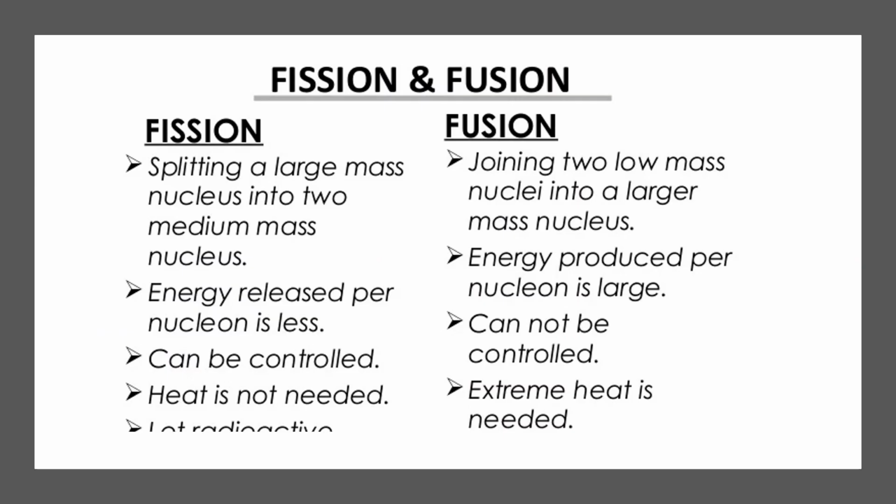Now I'll tell about the differences between fission and fusion. Fission means splitting of a large mass nucleus into two medium mass nuclei. Fusion means joining of two small mass nuclei into a larger mass nucleus. The energy released in fission is less, and in fusion it is large. Fission is always uncontrolled, but fusion is controlled. Heat is not needed in fission, but heat is needed in fusion. That's why the energy is not controlled in fusion, and that's why hydrogen bombs. But in fission, we make atom bombs.